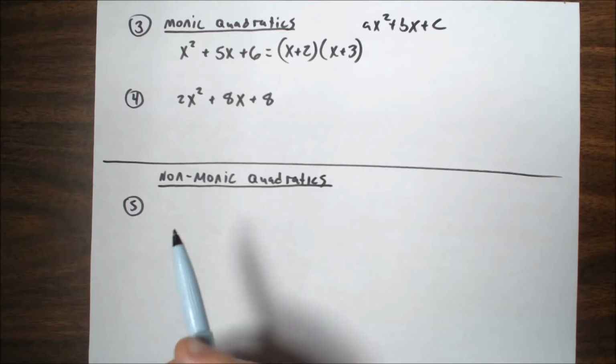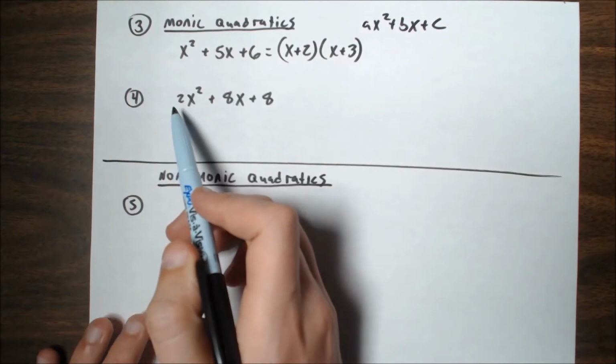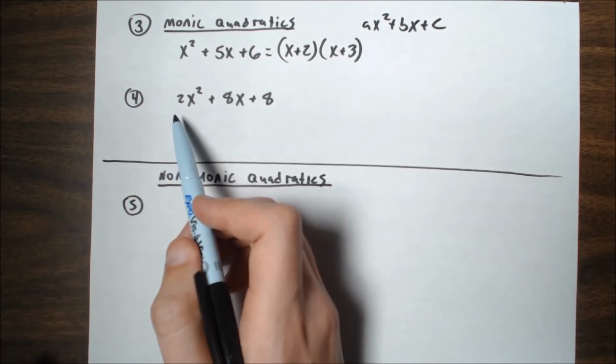Okay? Now, number 4, even though it's not a monic quadratic as it's written right now, we're going to treat this one like a monic quadratic. And the reason is, when you look at it, say, okay, is a 1? No, it's not. But the next question you ask is, can I make a equal 1?